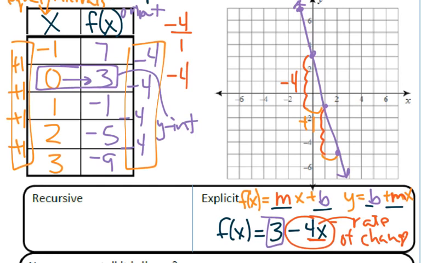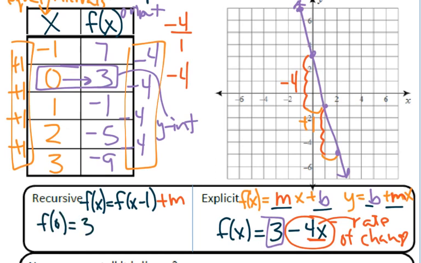Okay, now if you remember the recursive, if we're talking about the recursive, it's f of x equals f of x minus 1, and then we are adding or subtracting that rate. So plus m, that rate of change. And then our y-intercept shows up in the f of 0 equals 3. That's where the y-intercept is. Okay, so in our case here, if we're using our example, we would go f of x equals f of x minus 1 minus 4, and then f of 0 equals 3.